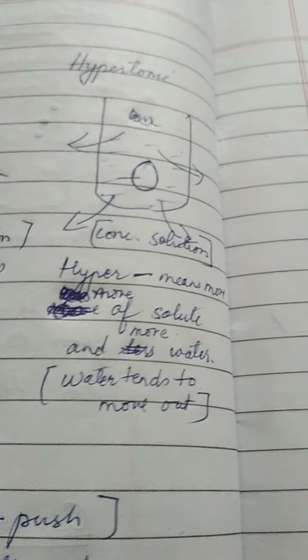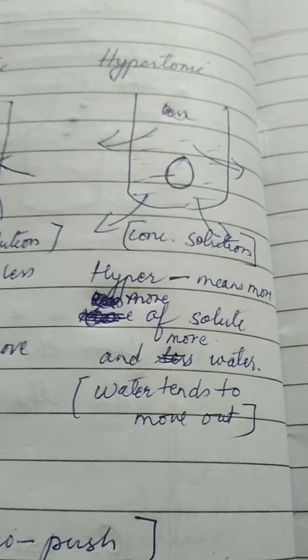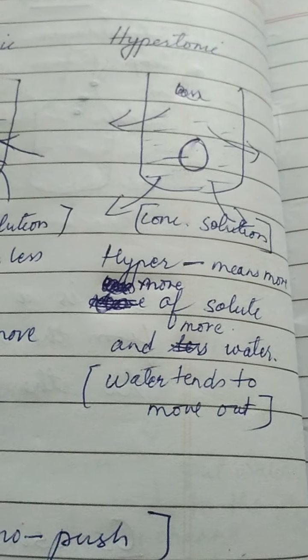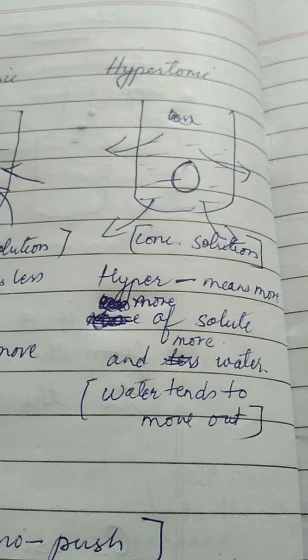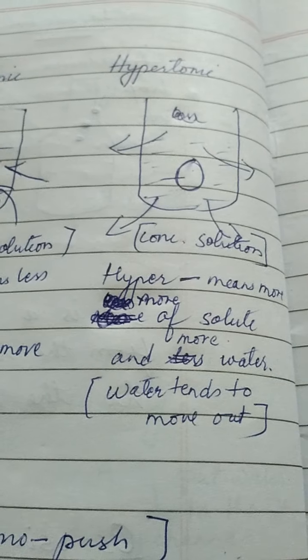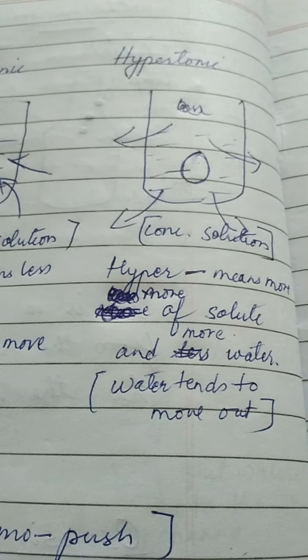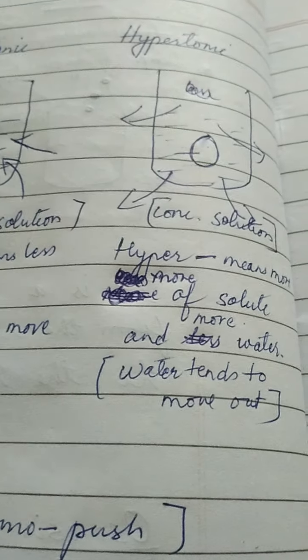Next one, hypertonic means concentrated solution. We have done all this in chemistry, I hope. Dilute solution, concentrated solution. I don't think there is any explanation required. Hyper means more solute, and more water tends to move out. All right, that is all about tonicity.